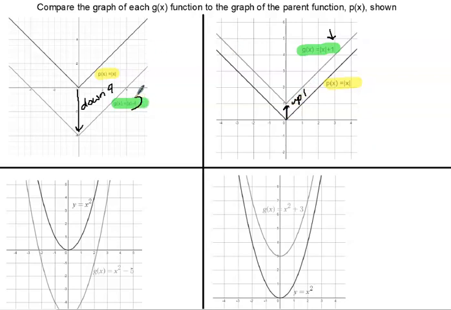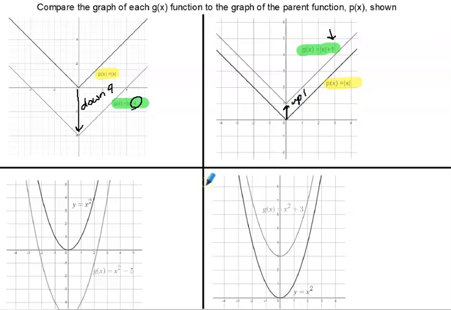So subtracting 4 after the absolute value moved our graph down. Adding 1 to the end of the absolute value moved our graph up. So subtracting moved down, adding moved up.